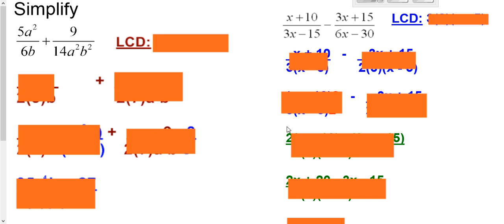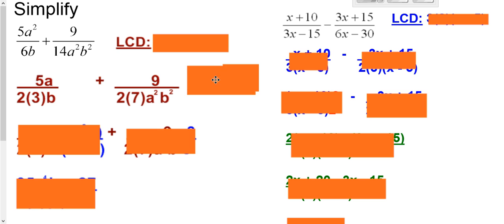So on this one here, we need to go ahead and find that common denominator before we can add the fractions together. To do that, you got to factor the bottom. Well, our 6b factors into 2 times 3 times b. Our 14a squared b squared is a 2 times 4. Oh, sorry, 2 times 7. Sometimes you make dumb mistakes. And you still have that a squared and b squared.